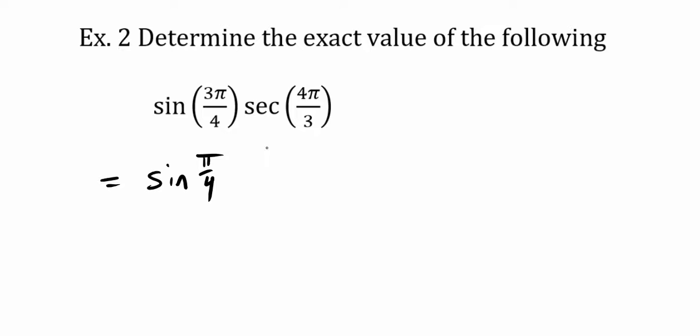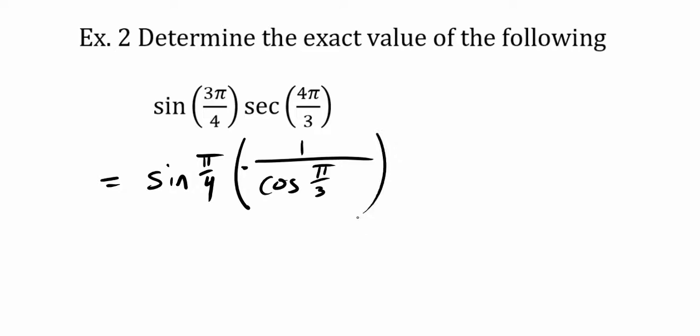Secant is 1 over cosine. 4 pi by 3 is in which quadrant? We already did this one too. Third quadrant, thank you. So we've gone past 3 pi over 3 to 4 pi over 3, but we haven't gone all the way into the fourth quadrant yet. We've just gone 240 degrees, 4 pi by 3, into the third quadrant. So my related angle is pi by 3, and cosine's negative in that quadrant. So it's sine of pi by 4 times negative 1 over cos of pi by 3.